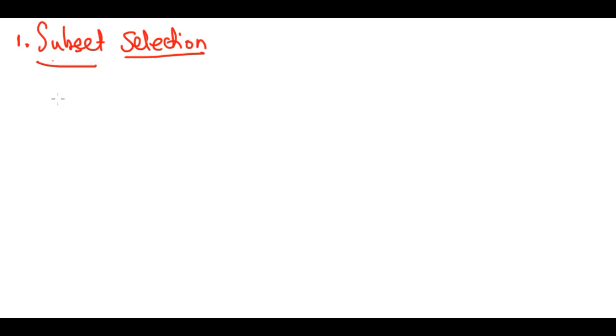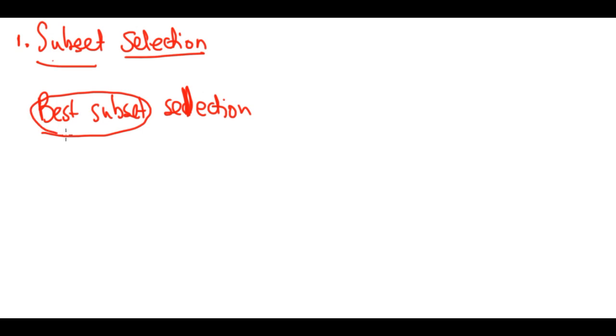How do we do subset selection? That's a very important question. What we can do is use what is called best subset selection. Best subset, that's what we want. We want the best subset. So to perform this selection, we are going to fit a separate least squares regression for each possible combination of predictors.